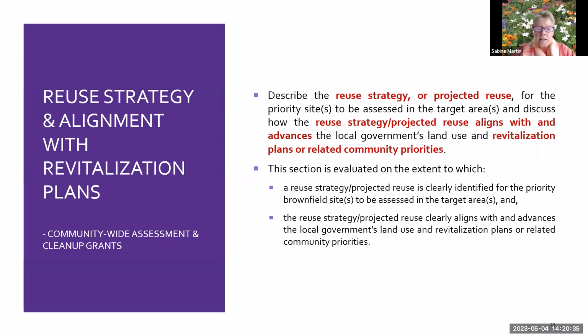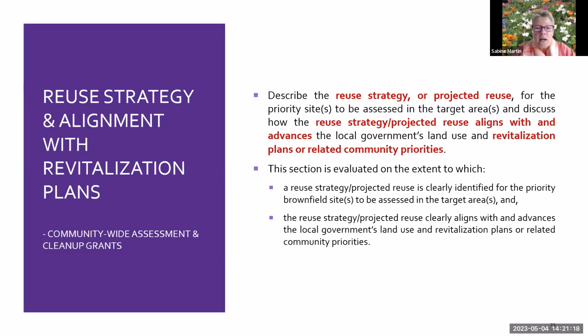So here again is the text. The first bullet is what is in the request for proposal, in this case for the community-wide assessment and cleanup grants. They are identical in the language. Underneath it is the excerpt from the evaluation criteria that will be used to evaluate your write-up. So what you need to do is describe your reuse strategy or your projected reuse, and then discuss how the reuse strategy or projected reuse aligns with and advances the local government's land use and revitalization plans or related community priorities.